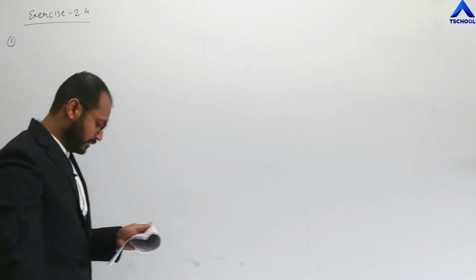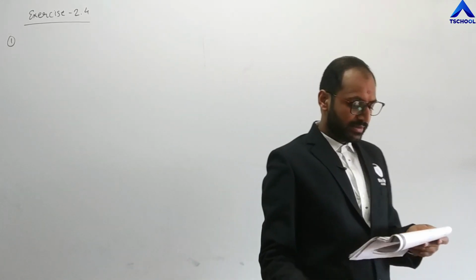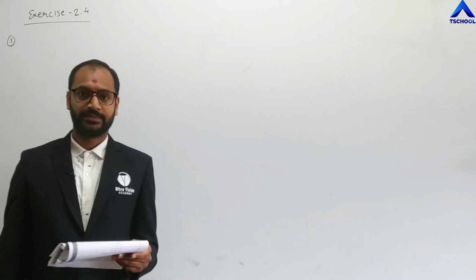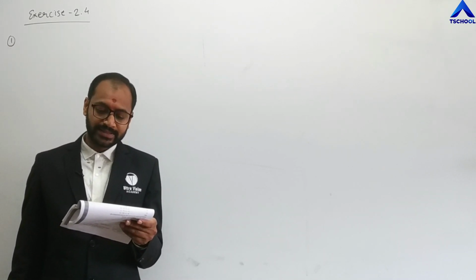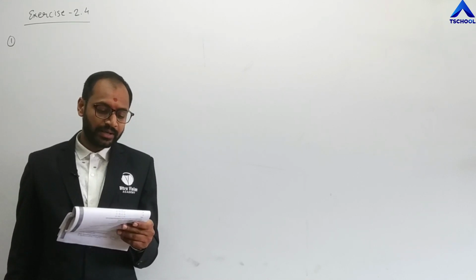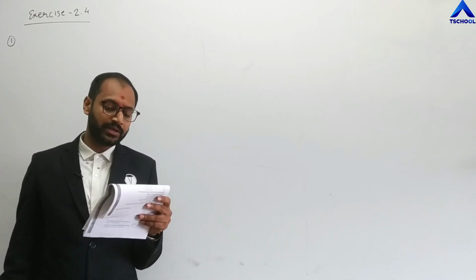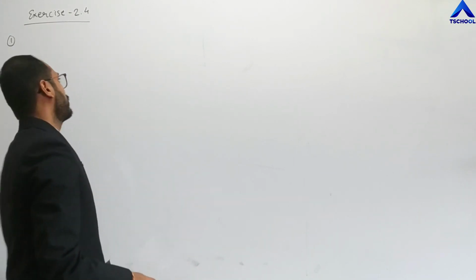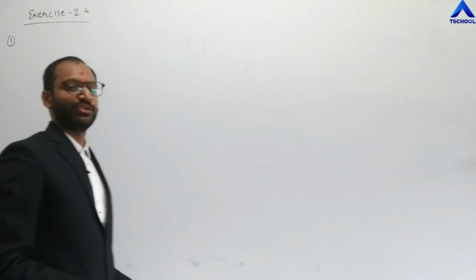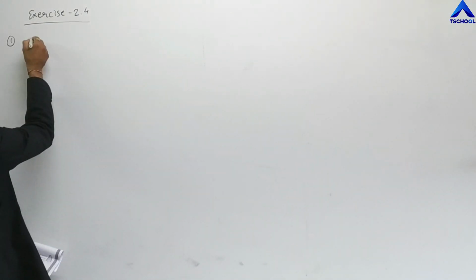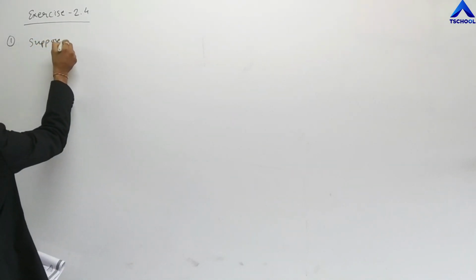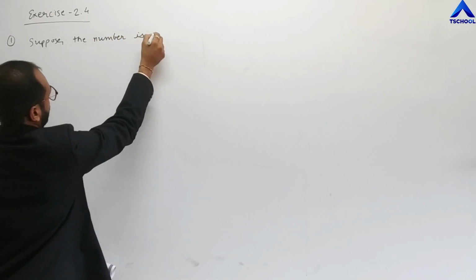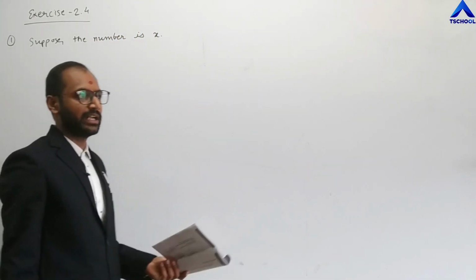Problem number 1. Amina thinks of a number and subtracts 5 by 2 from it. She multiplies the result by 8. The result now obtained is 3 times the same number she thought of. What is the number? That means Amisha is guessing now, so we should also guess it. Clear? So suppose the number is x. We don't know what that number is.